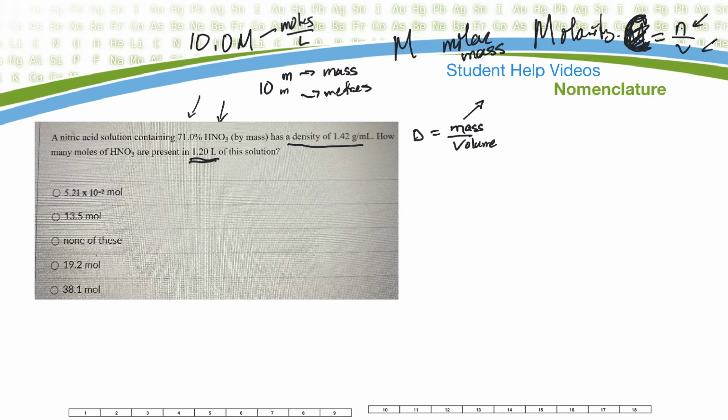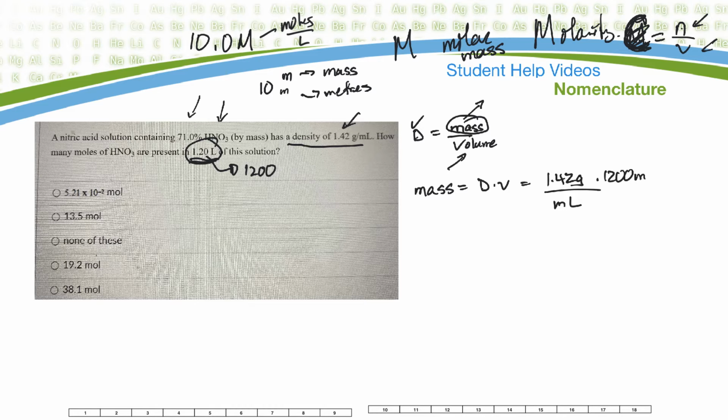Okay, in this question, I'm looking for mass because I know the density right there, and I know the volume right there. So if I manipulate that formula, mass is equal to density times volume. Density is 1.42 grams per milliliter times the volume, it's in liters. Maybe I'll change this to milliliters. I'd move my decimal 3 to the right, so it'd be 1,200 milliliters. Now the milliliters cancel, and I wind up with grams. So let's multiply that out.